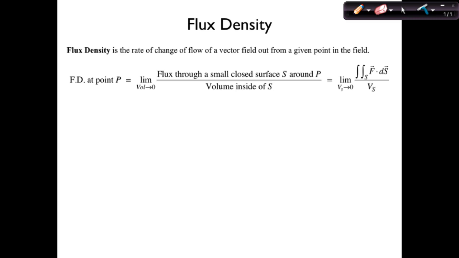So flux density, we're going to take a small closed surface around the point and find the flux out of that. And then we're going to divide that by how much volume is inside. That's the density part of it, right? And then we're going to let that volume shrink down to a point. So it's the flux per volume, right? It's the flux coming out per volume, but then limited down to a single point.